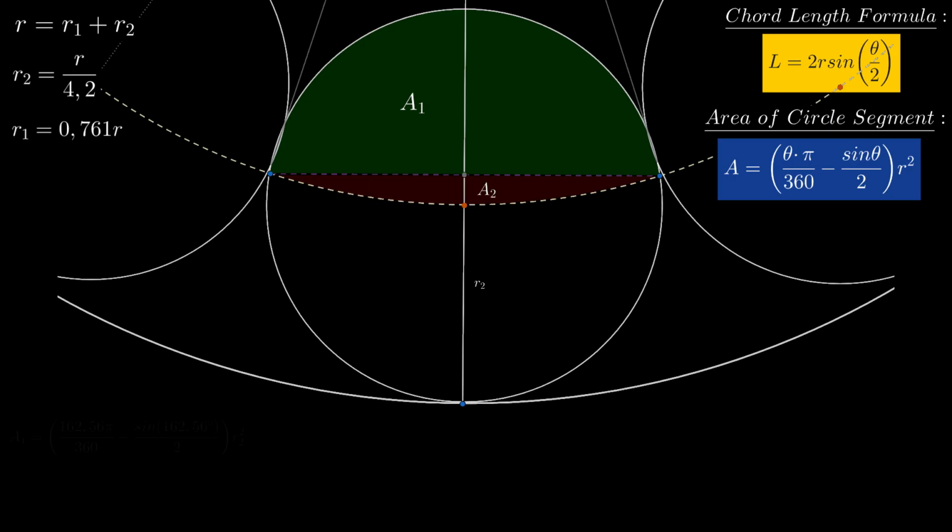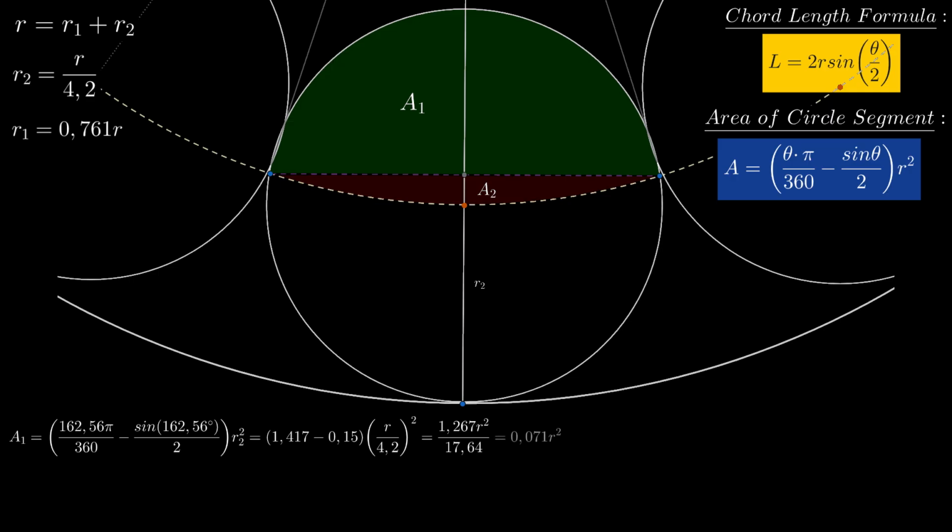And so we have A1 equals 162.56 times pi over 360 minus sine of 162.56 degrees over 2 times r2 squared, which is 1.417 minus 0.15 times r over 4.2 squared, which is 1.267 times r squared over 17.64. And we end up with A1 equals 0.071 times r squared.